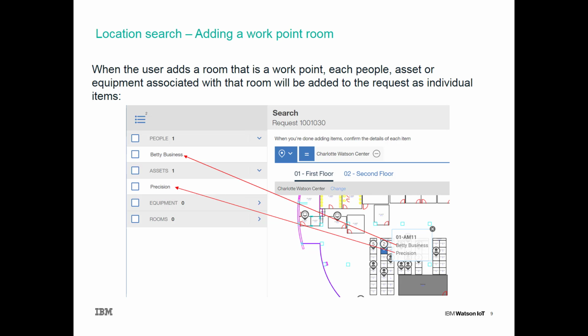Now let's summarize the difference between work point and non-work point rooms. When the user selects and adds a room that is a work point, the application adds every person, asset, and equipment associated to that room as individual items to the group move request. In this example, the user selects a space with 2 items. One is a person, the other is an asset. When the user added that room to the request, because it is a work point, the 2 items were added as individual items to the group move request.